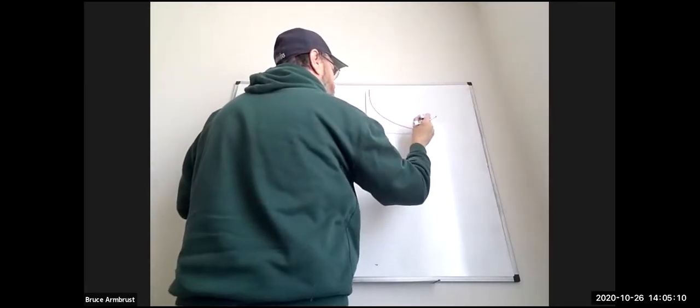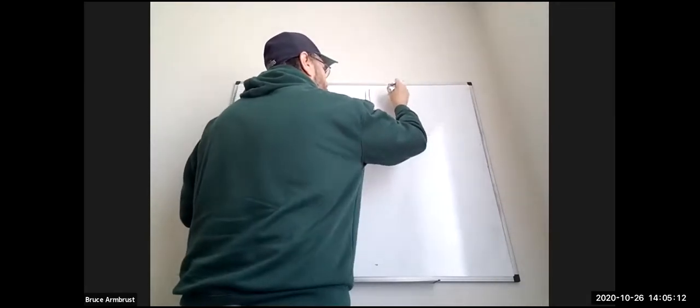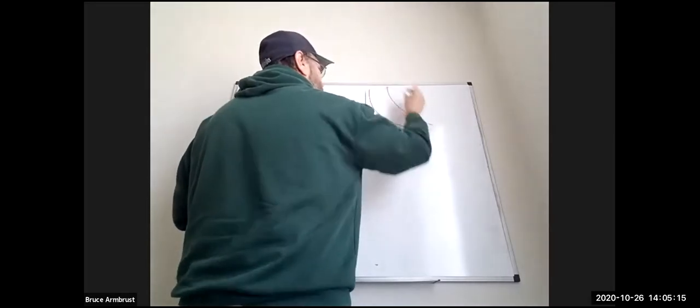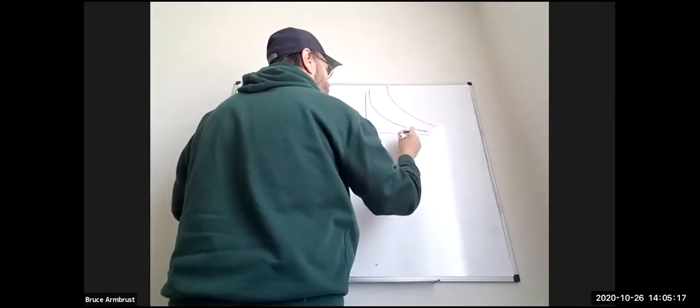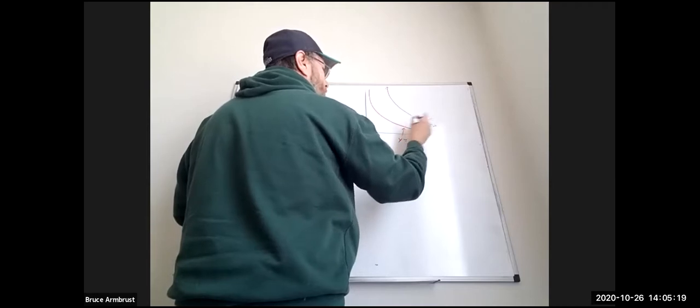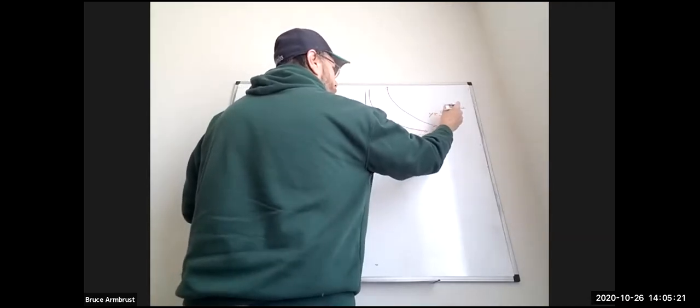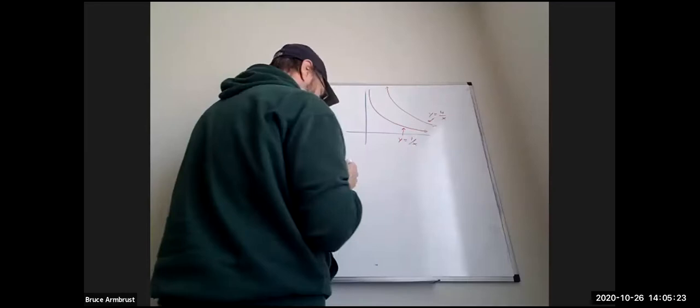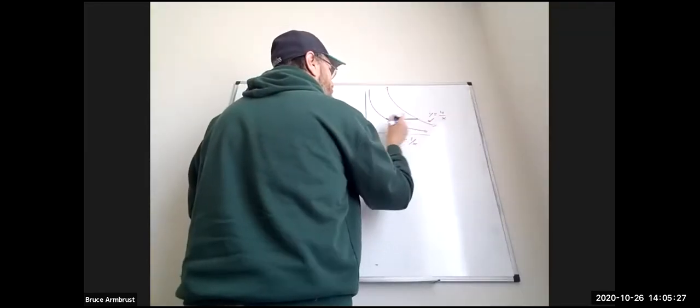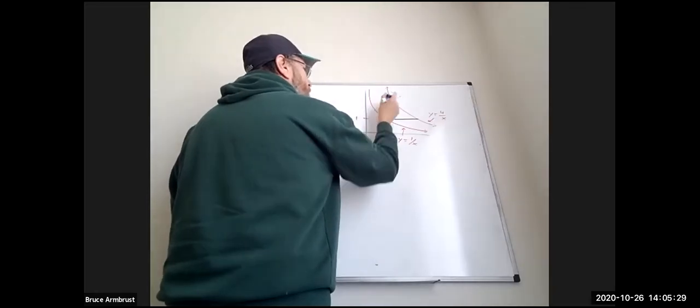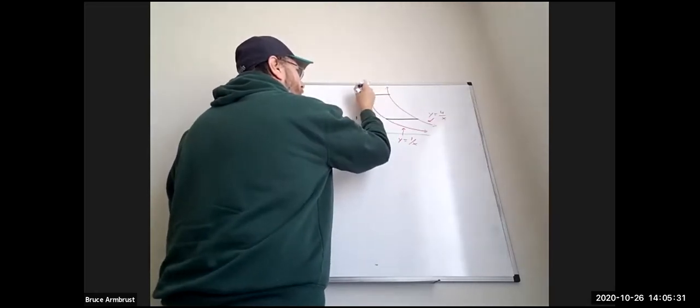Well, anyway, so let's say that this is our region that we're going to integrate over. It's going to be trapped between 1 over x, 4 over x. This is y equals 1 over x. This is y equals 4 over x. And then we're going to go with y equal 1 and y equal 4.